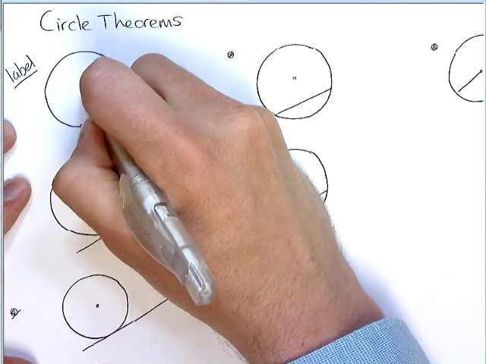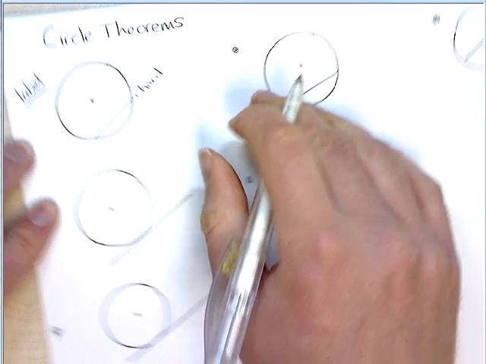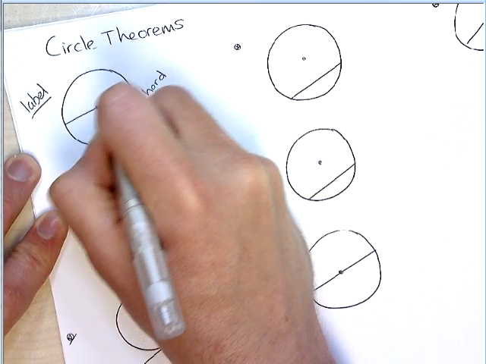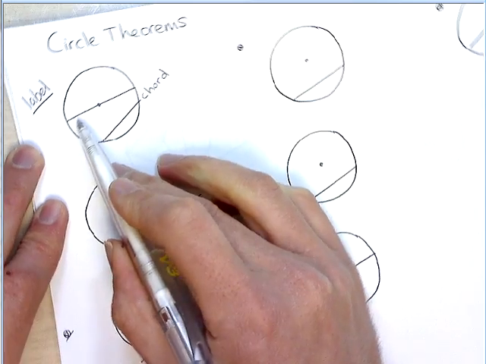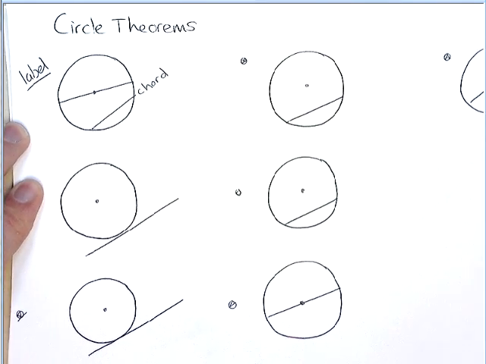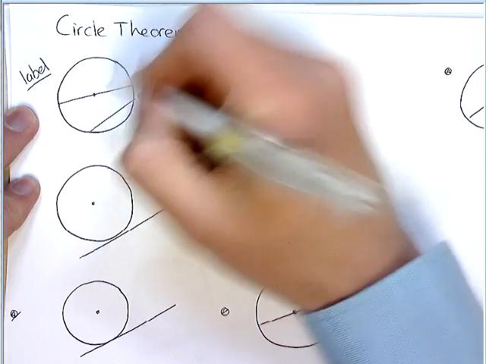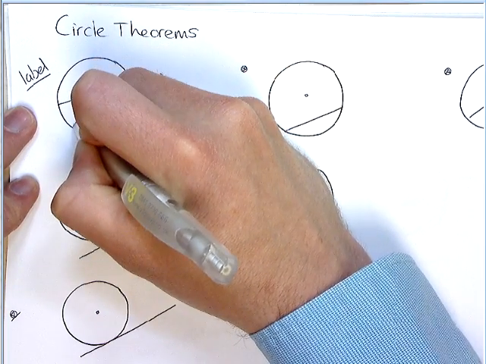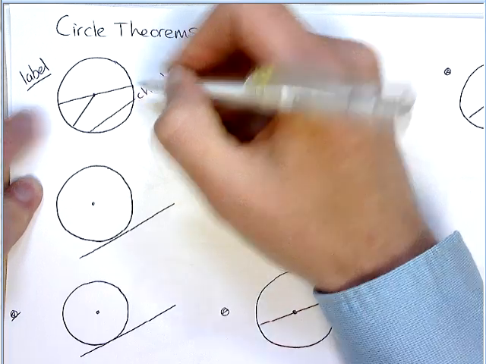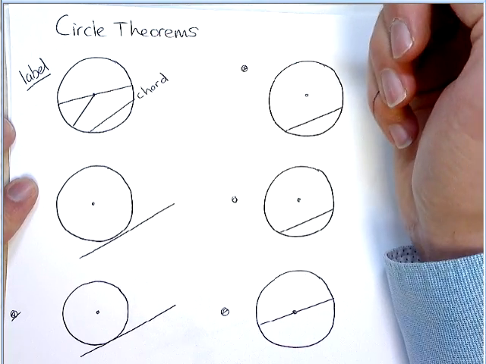We have a special chord that goes through the center. I'm just going to rotate my paper a little bit. So again, it's going from one point to the other, but because it goes through the middle, you should all know that's called the diameter. And if it comes from the middle to the circumference, so basically half of the diameter, that's called a radius.